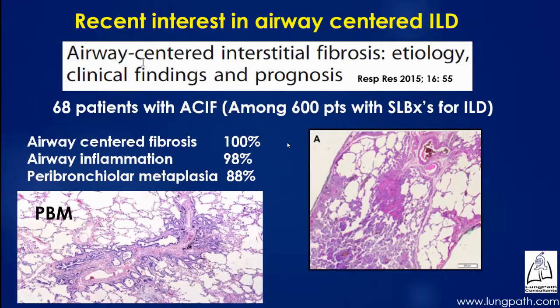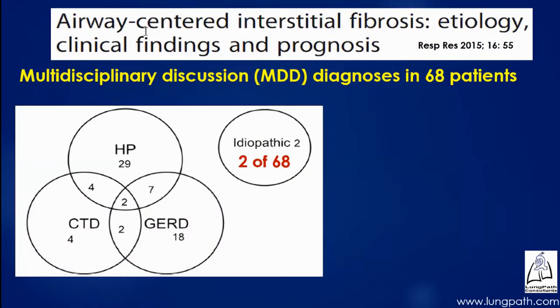Here is an image from that paper on the right showing an airway-centered scar. And here is from another case, just to reiterate, peribronchiolar metaplasia, where the main pathology centers on the airway and the surrounding alveoli, with some fibrosis and bronchiolar metaplasia. Well, in this paper, here are the presumed etiologies for those 68 cases: 29 HP, 18 GERD or aspiration, 4 connective tissue disease, and only 2 out of the 68 cases did they think it could be idiopathic.